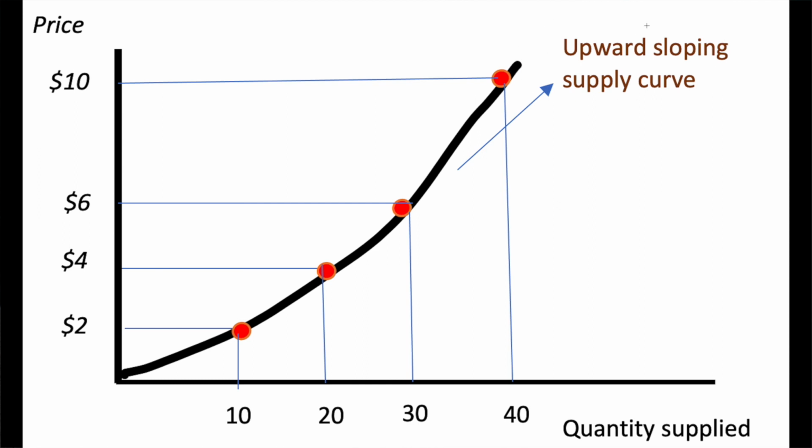So the law of supply states that there is a positive relationship between the price of a good and quantity supplied, which means the higher the price, the more businesses or producers are willing to supply, and the lower the price, the less they would like to supply. So in this graph, we can see that at $2, producers are only willing to supply 10 loaves of bread. At $4, they are willing to supply 20 loaves, and at $10, they want to supply 40 loaves of bread.